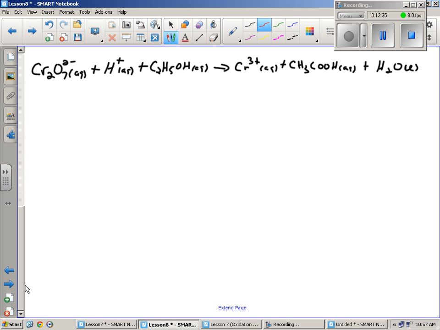Okay, so we're going to balance this chemical equation right here by using oxidation numbers, okay? And this is kind of what you need to do. Well, first of all, we need to start by putting some oxidation numbers on these.